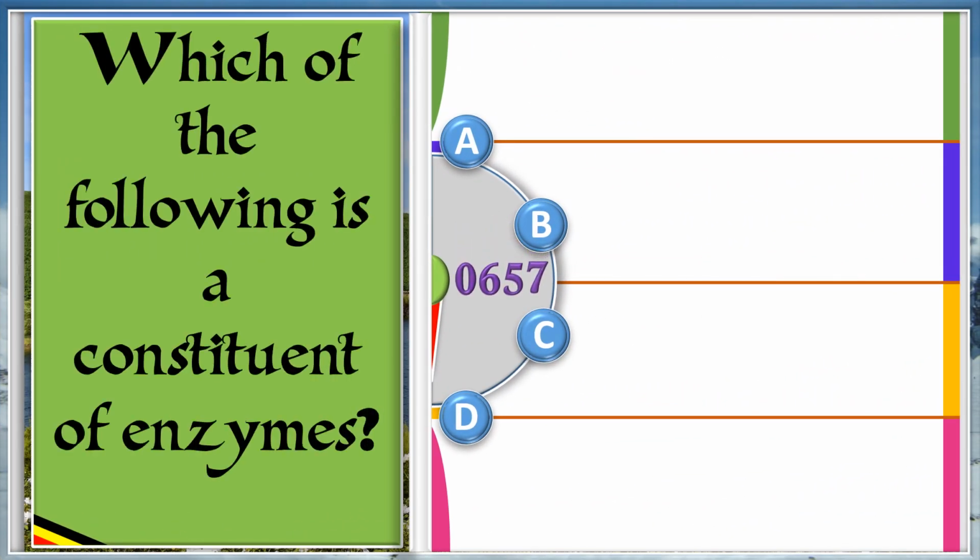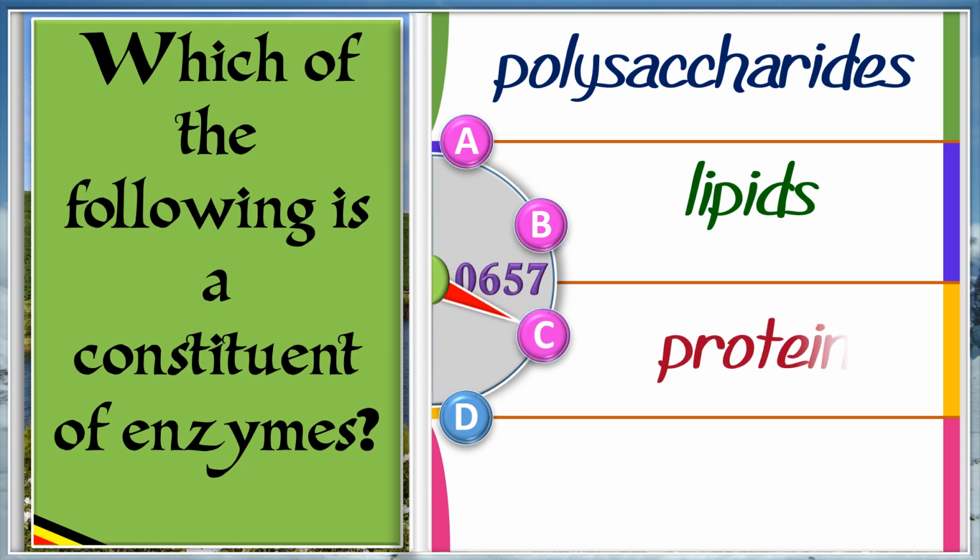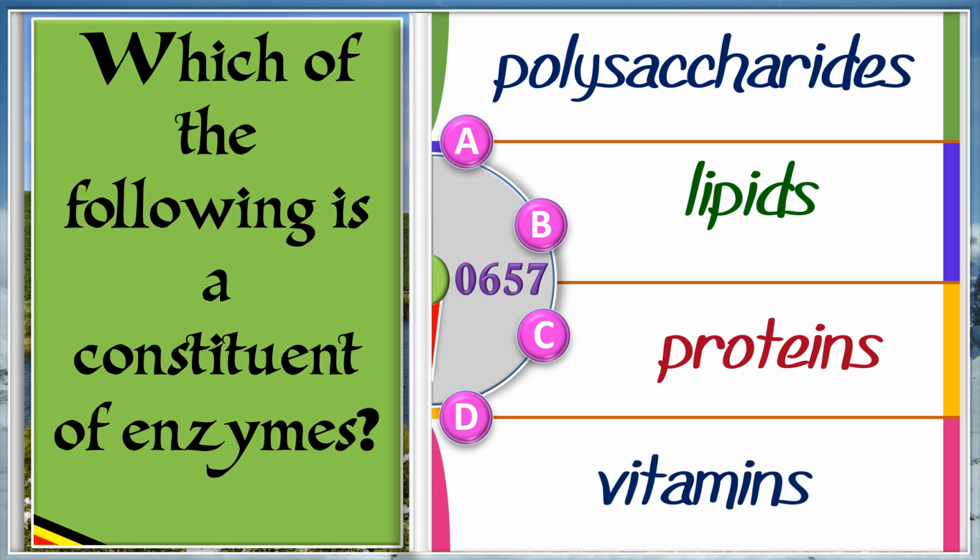Which of the following is a constituent of enzymes? A, polysaccharides. B, lipids. C, proteins. D, vitamins. And the answer is C, proteins.